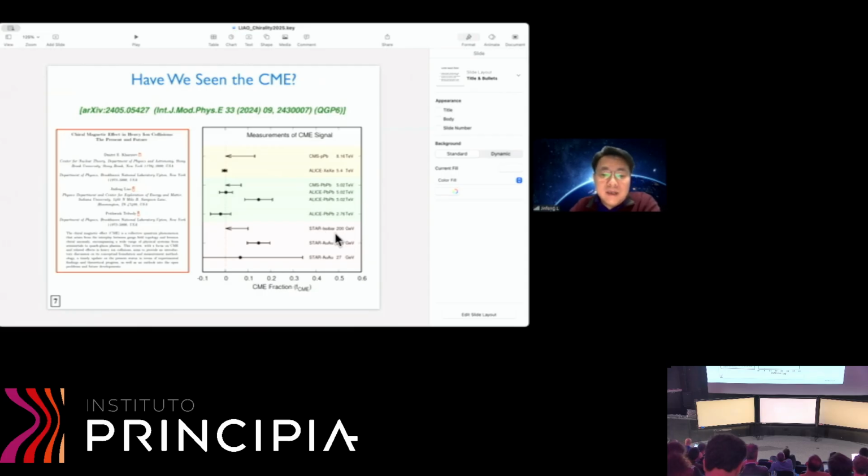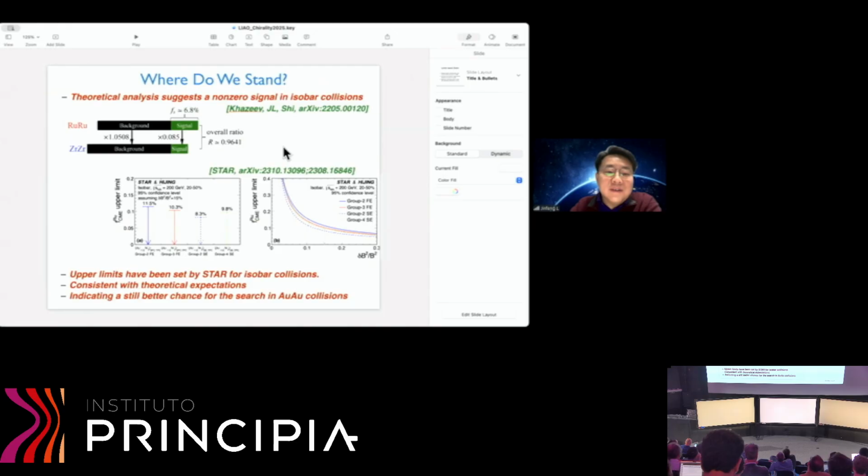I want to particularly comment on the isobar because that was something that caused a lot of confusion. The original idea was that you have two colliding systems that are almost identical in terms of background, but should have different signal due to different magnetic field strengths. That original idea didn't work out exactly because the backgrounds are actually not identical. They have about a few percent of difference. But if you carefully take that into account, you can still make a comparison or contrast between these two.